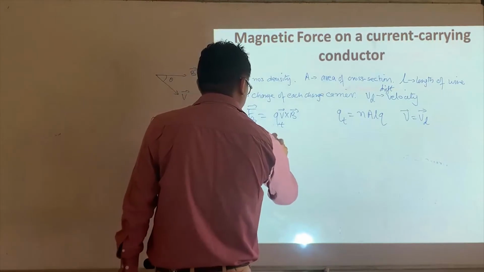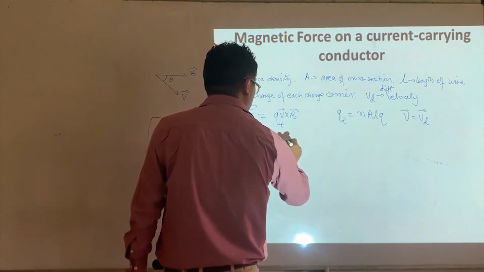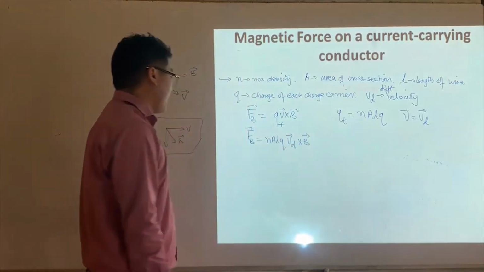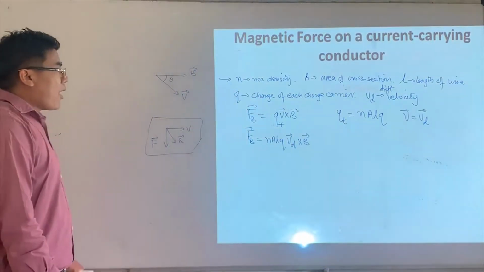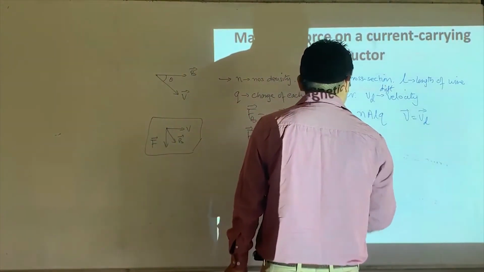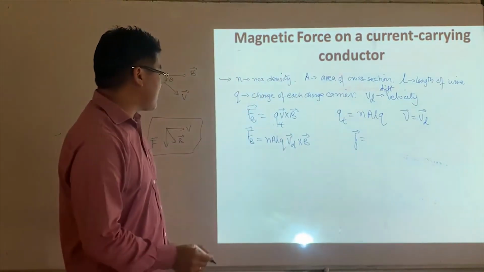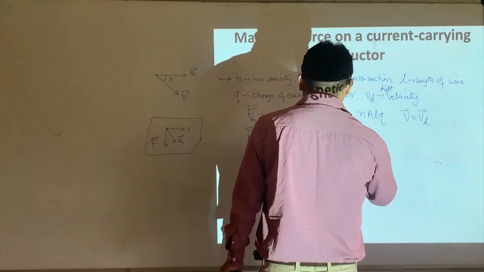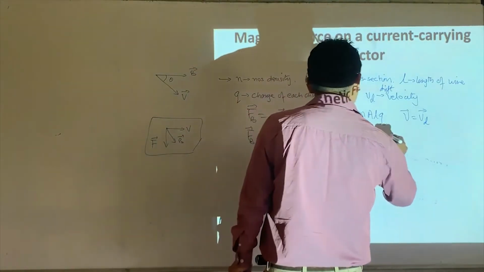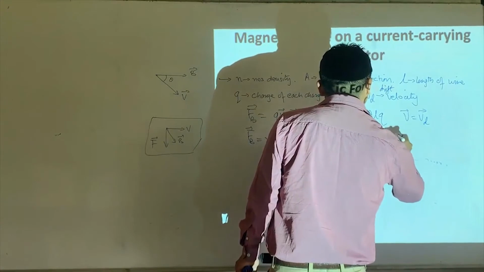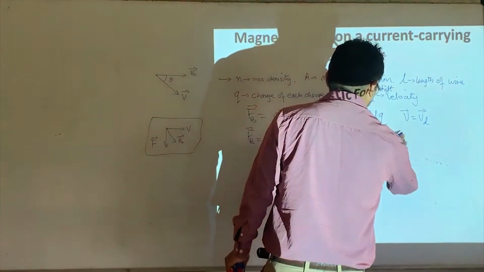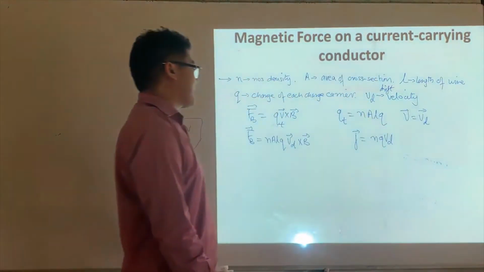is equal to nAL q v_d cross B. Alright, this is what I have. Now I would like to introduce one more term. We did this in the last class, just now. This is current density. Current density is what we refer to as n q v_d, right? This is what we call current density.